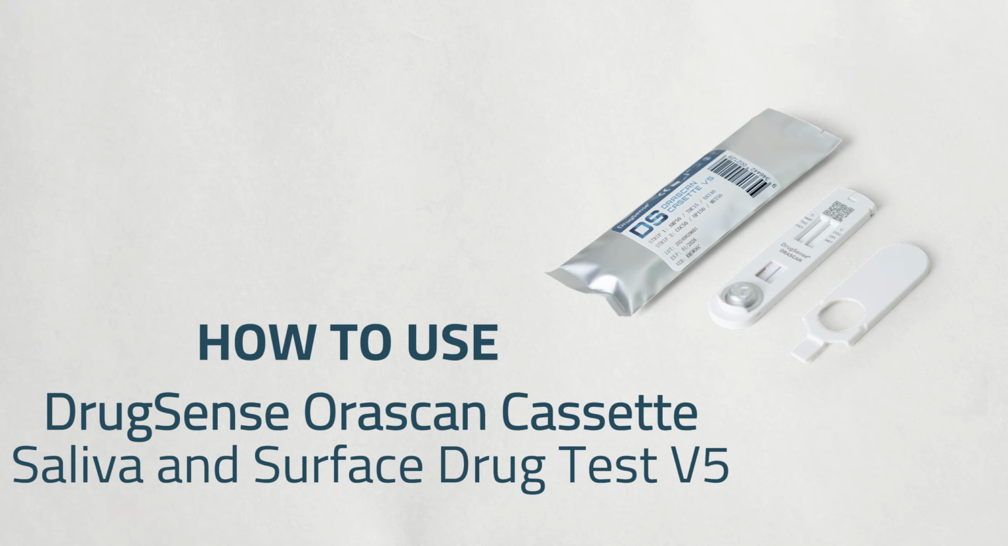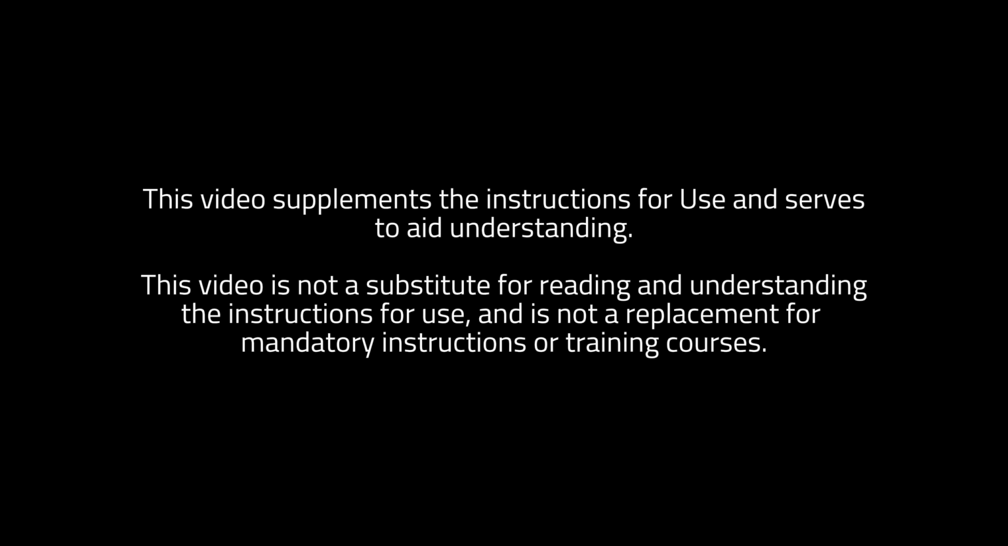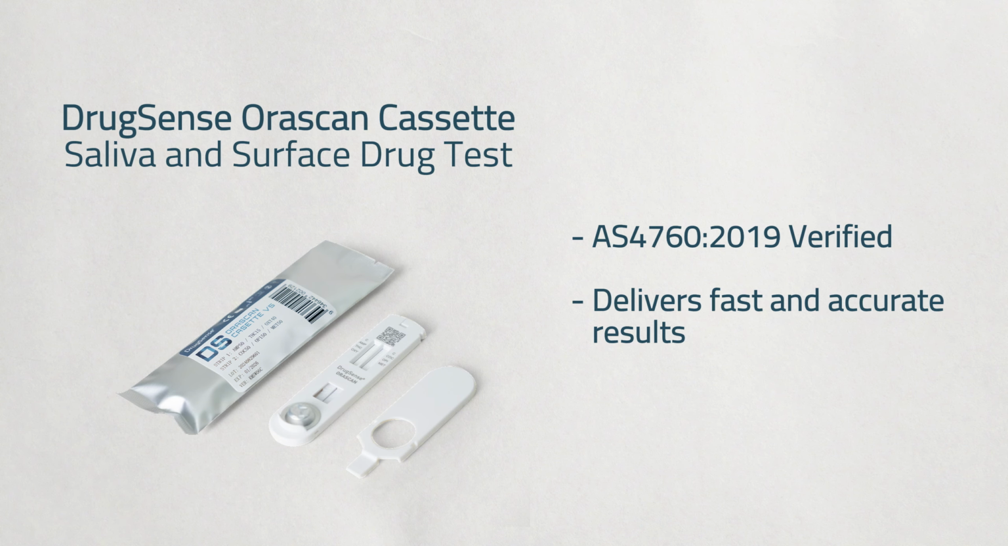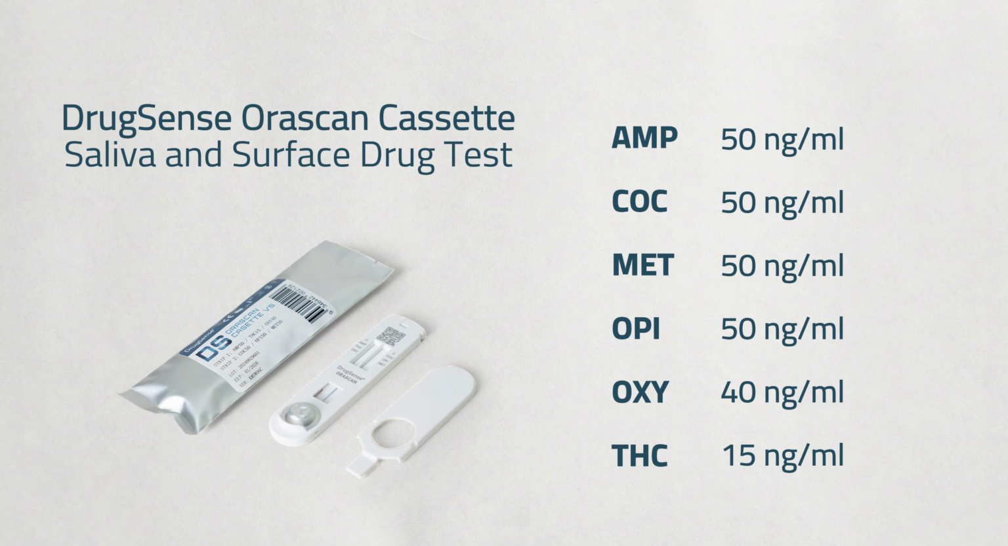This is how to use the DrugSense OraScan Saliva and Surface Drug Test Cassette V5, and how to use the DrugSense OraScan Saliva Drug Test Analyzer in order to deliver fast and accurate results. DrugSense OraScan is an Australian standard AS 4760 2019 verified saliva drug test. The DrugSense OraScan Saliva Drug Test Cassette can detect 6 different drugs, including amphetamines, methamphetamine, cocaine, morphine, oxycodone, and tetrahydrocannabinol.